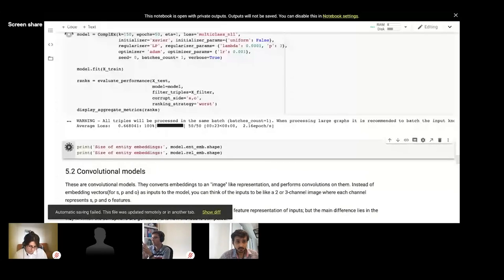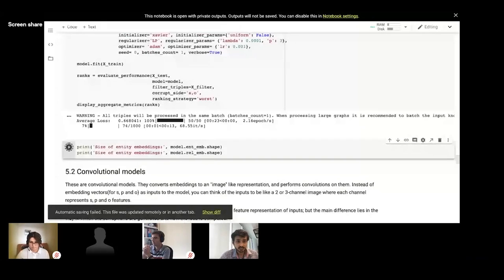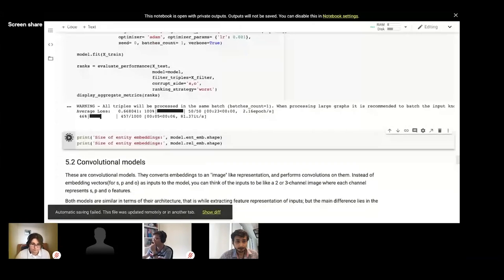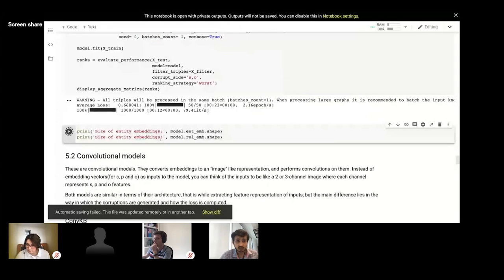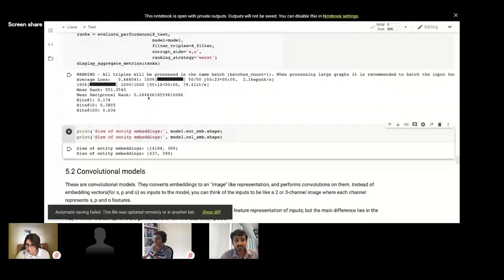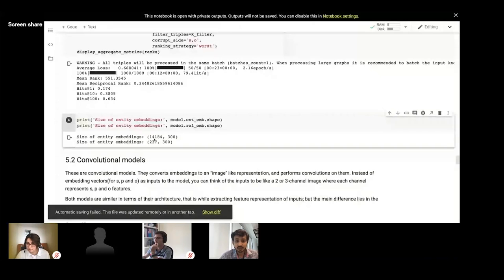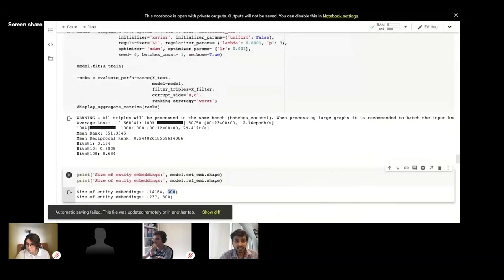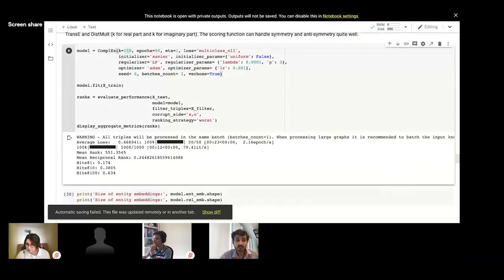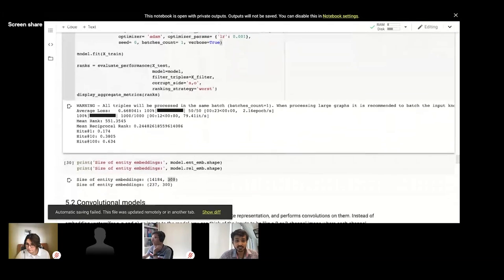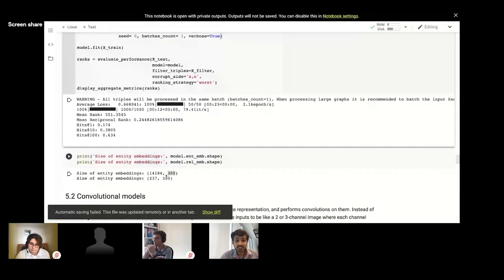So it's still running. And now it's evaluating on the test set. So now you'd see the model performs slightly better than TransE, with 0.24 MRR. And you see now there's a small difference in the size of the embedding matrix. We had specified k equal to 150, and with TransE we got an embedding matrix of the same size, a vector of size 150 for each entity. But in case of ComplEx, it changed to 300.